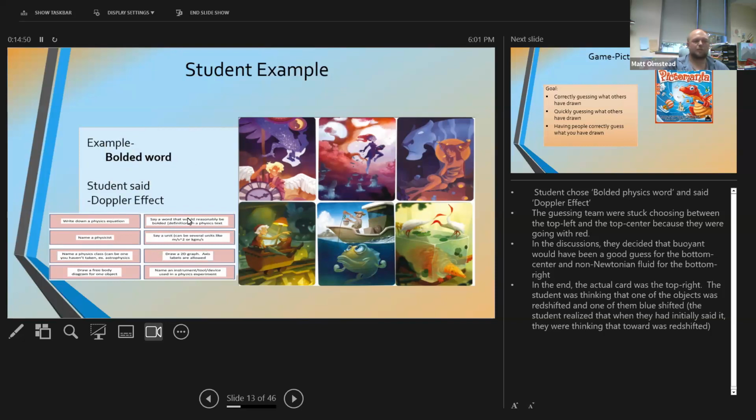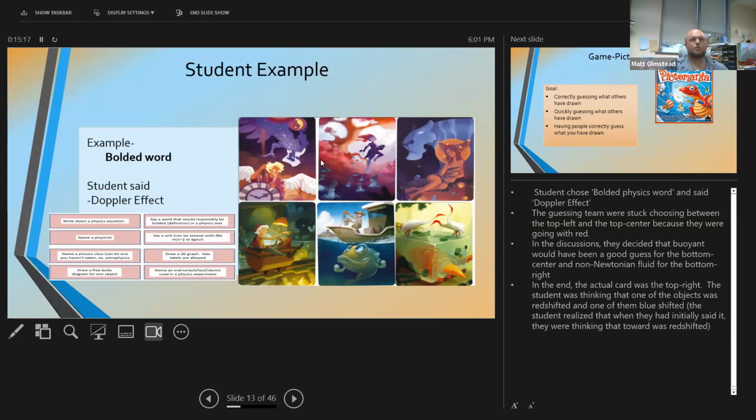So the student said Doppler effect. If you're not familiar with the Doppler effect, this is why when the police car comes towards you, it goes, and goes away from you. That's the Doppler effect. Things moving towards you are higher frequency, things moving away are lower frequency. Okay. So the students looked at this a lot, and they were stuck between these 2 words. Okay, the top left and the top center.